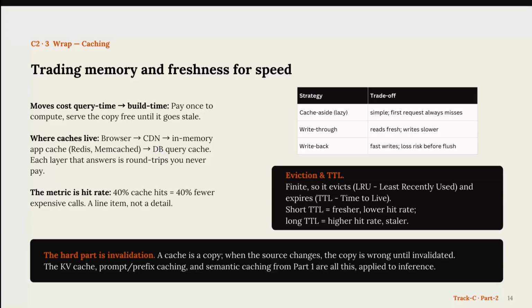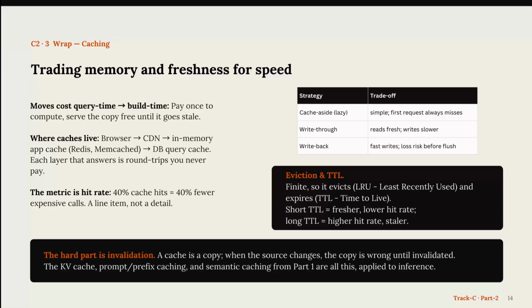Imagine the load on the database. So we cache such queries and their results in a cache layer, and we serve from there, which is much faster than running the query on the database. And the one metric that we need to keep track of always is the cache hit rate. If our cache hit rate is 40%, it means we are making 40% fewer calls to the database, to the CDN, to the app cache, or any of those. That's a very important metric.